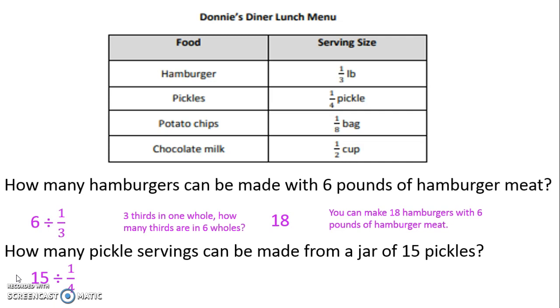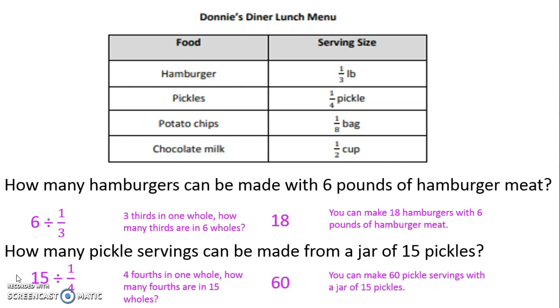How many pickle servings can be made from a jar of 15 pickles? So if I look at my chart, I see that a serving size is 1/4 of a pickle. So if I take my 15 pickles and divide them into 1/4 servings, I think how many fourths are in one whole? I know there are 4/4 in one whole. So how many fourths are in 15 wholes? That would be 60. Again, we want to write our answer in a complete sentence. So you can make 60 pickle servings with a jar of 15 pickles.